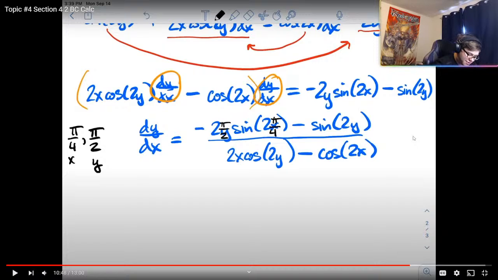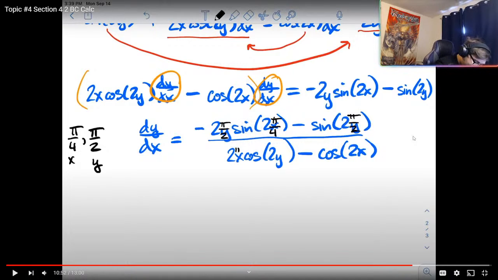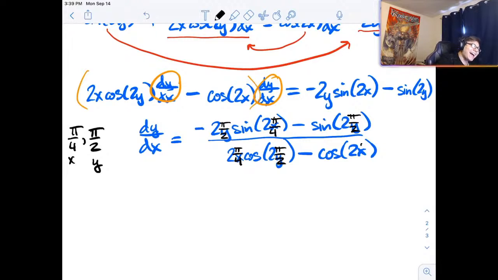Close that off, and then you would get where they belong here in our equation, so that's going to be a pi. Maybe 2 of pi over 4, pi over 4 cosine of 2 of pi over 2 minus cosine of 2 of pi over 4. This one is going to be a pi over 4, this one is going to be a pi over 2. Just put that in a calculator.